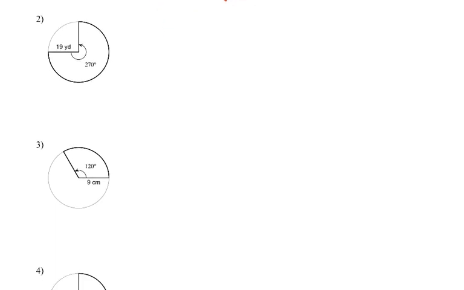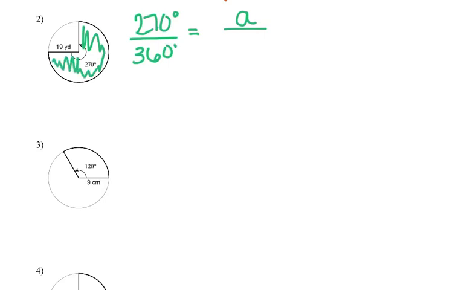So in number 2, our central angle is 270 degrees. The measure of that arc AB is 270 degrees over 360. And that's equal to the area of that sector. Remember, we're finding the area with this bold perimeter, okay? Divided by the area of the whole circle, pi times the radius, 19 yards squared. So 270 over 360 reduces to 3/4 if you want to reduce it, is equal to A over 19 squared, which is 361 pi.